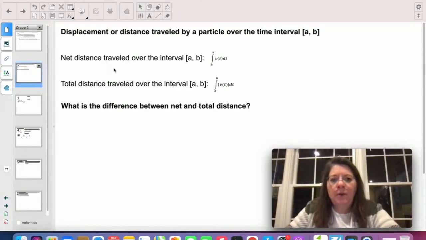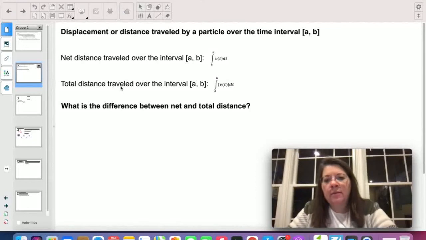If you talk about net distance versus total distance, it's very similar to your paycheck. Your net amount is the amount you bring home after taxes. It's not how much you made, it's how much you bring home after taxes. The gross income is what you make over all your total salary before taxes have been taken out. You can think of net distance and total distance traveled similar to that.